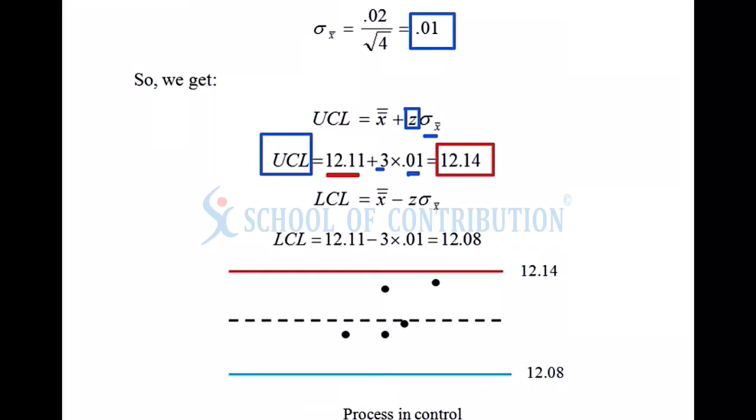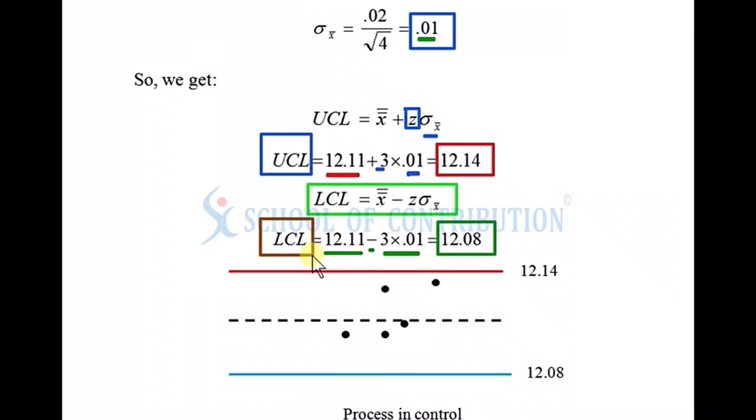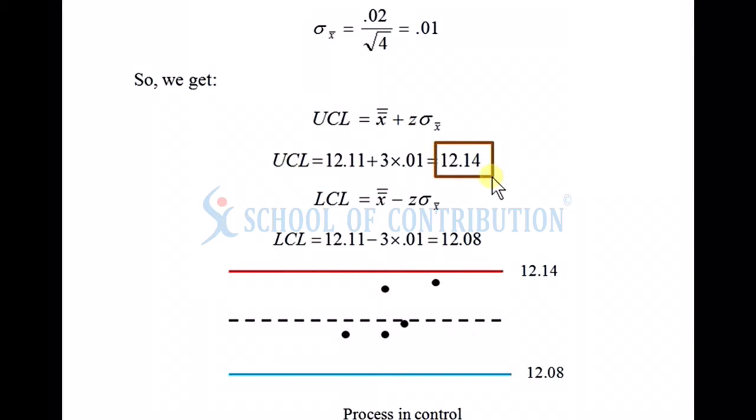In the same manner we can calculate the lower control limit, where x double bar is 12.11. This time we subtract the same quantity, 3 sigma, with the standard deviation of the sample mean equal to 0.01. If we subtract this amount we get 12.08, and that is equal to the lower control limit. So far we have got our desired calculation. Our upper control limit is 12.14, our lower control limit is equal to 12.08.